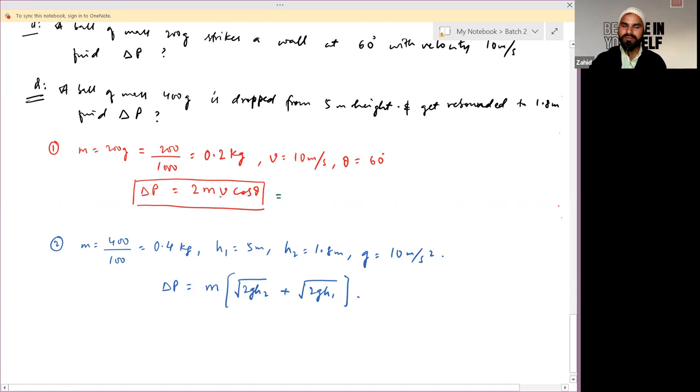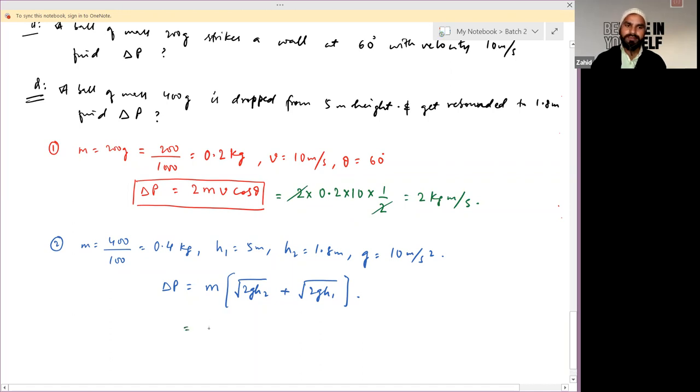If you put all the values in the first part, 2, mass is 0.2, velocity is 10, and cos of 60 degree is 1 by 2. So this 2 and this 2 will cancel out. 0.2 into 10 will be just 2 kg meter per second. Good, Arslan.